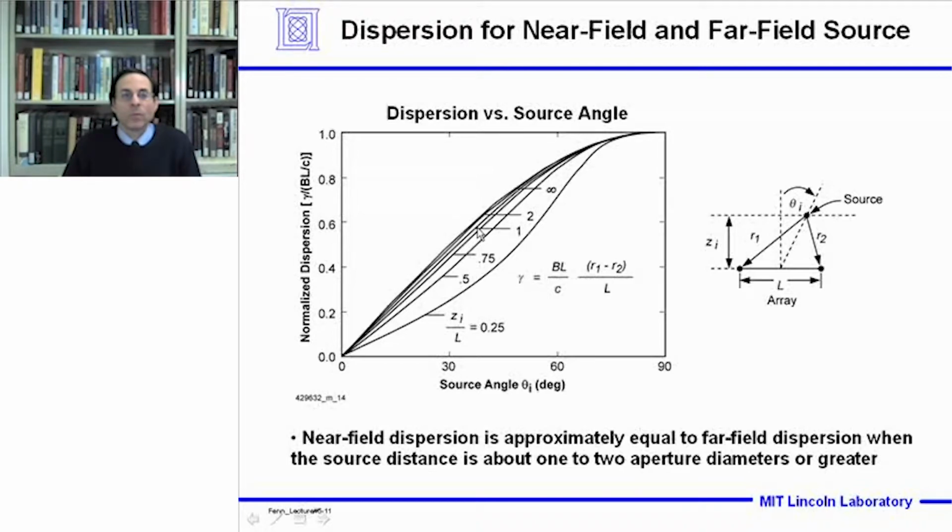and when we're at range distances from 1 to 2 aperture diameters, there's very little difference between the near field and far field dispersion. We do see some larger differences once we get down to about 1/2 of an aperture diameter. So we would conclude that near field dispersion is approximately equal to far field dispersion when the source distance is about 1 to 2 aperture diameters from the antenna under test.